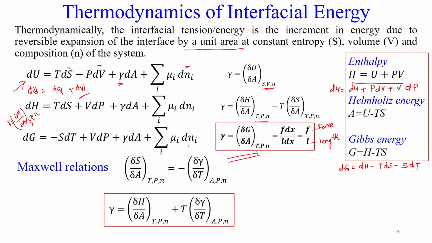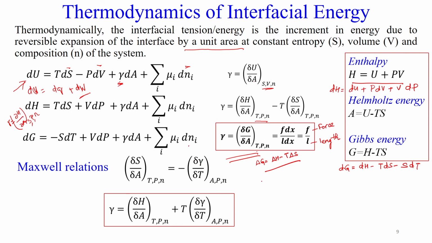Also, if you compare these two expressions, it simply says delta G is equal to delta H minus T delta S. Now, from here you can apply the Maxwell relation to derive a relation between the entropy and the surface tension.